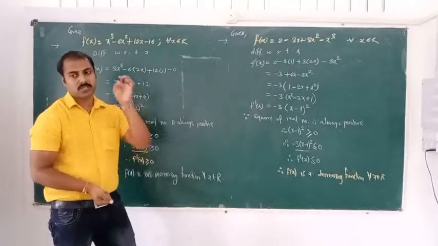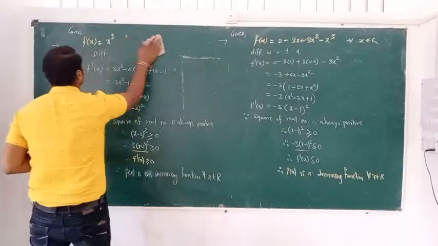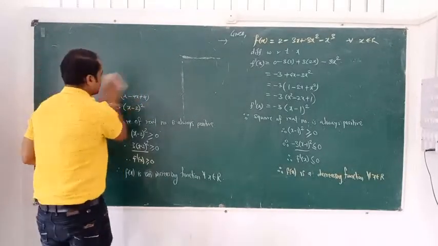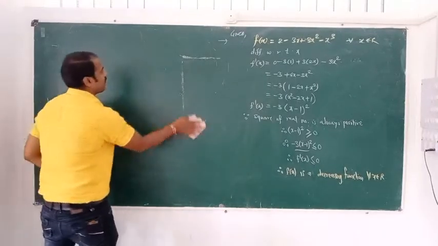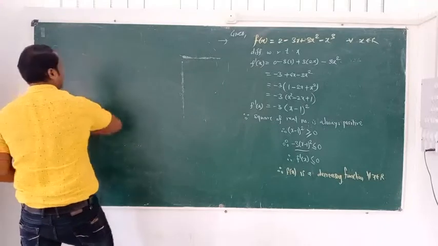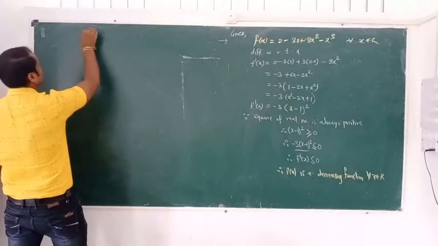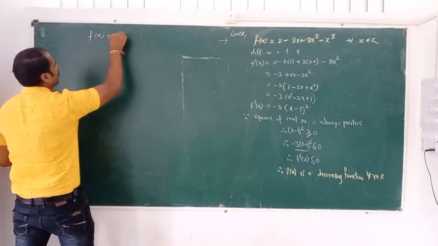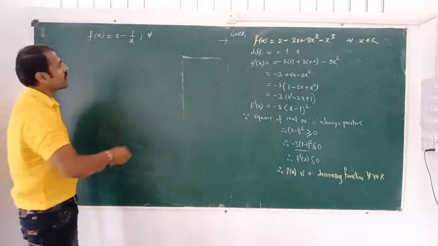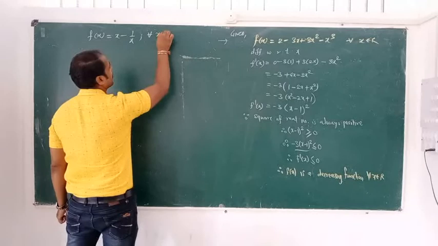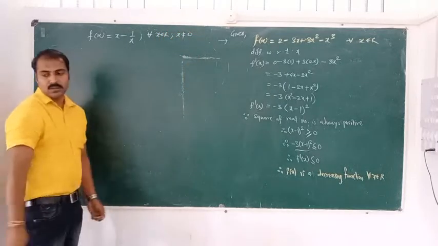Now moving to our next question. The next question is, check whether the function is increasing or decreasing, where f of x is equal to x minus 1 upon x, for all real numbers except x is not equal to 0.